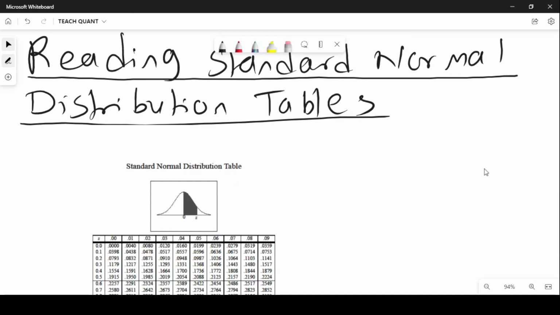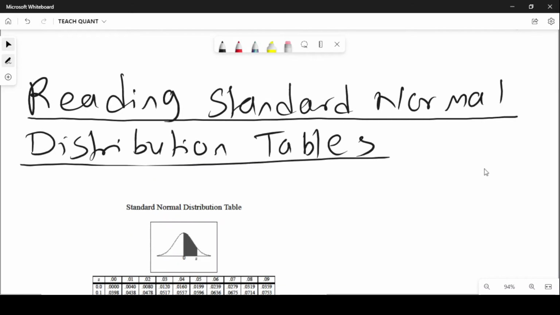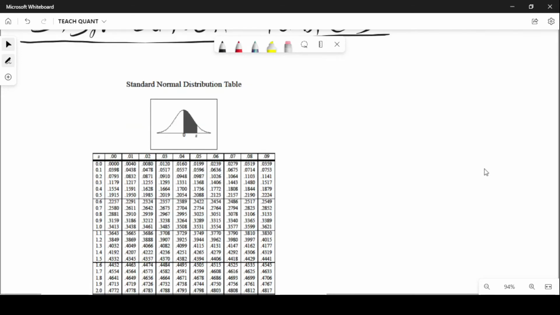Today we want to embark on a very unique area. We want to see how we can read the standard normal distribution tables. This is the table that I want to use. There are so many others out there, but today I want to spend a bit of time looking at how to read through this.